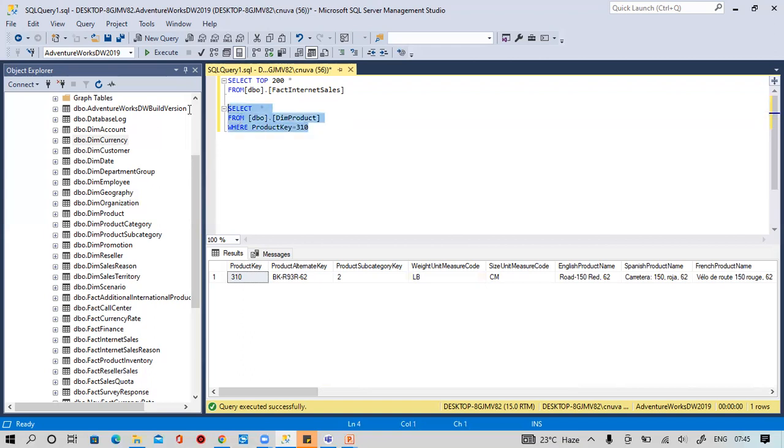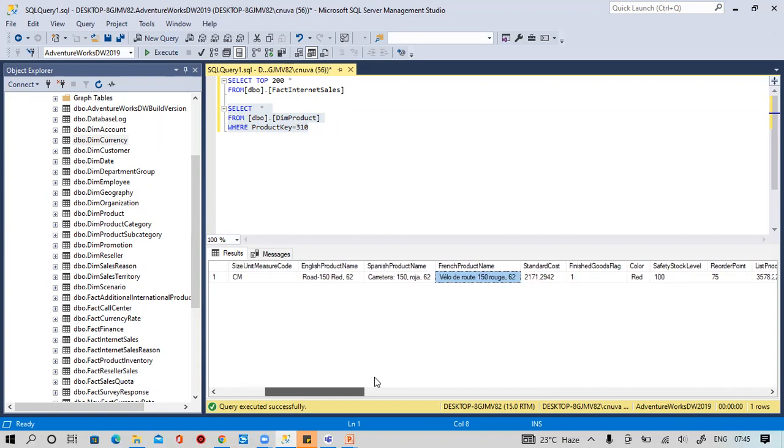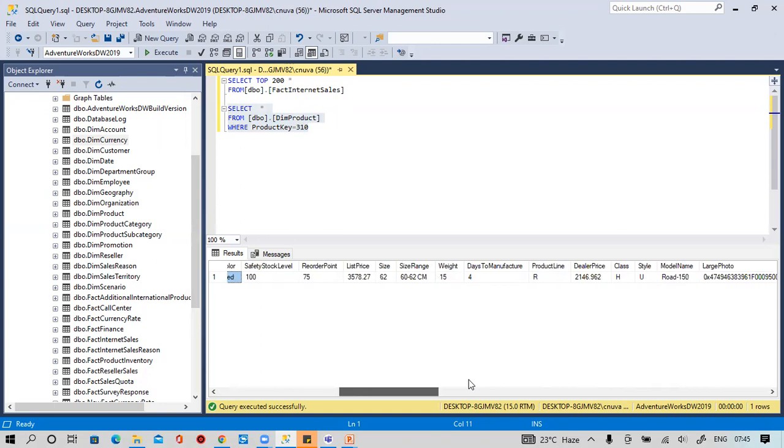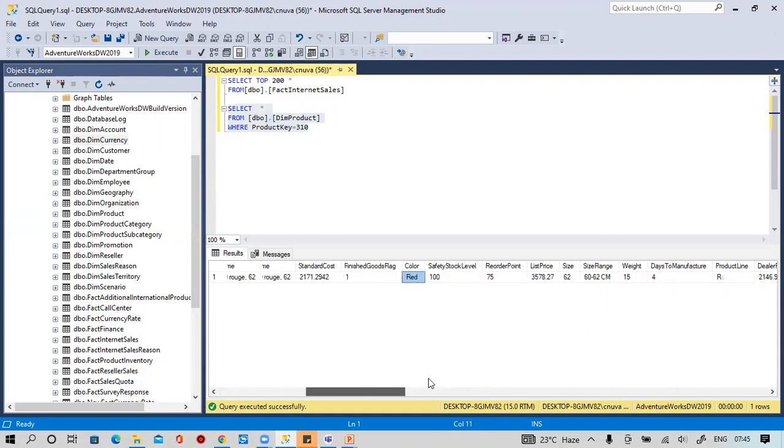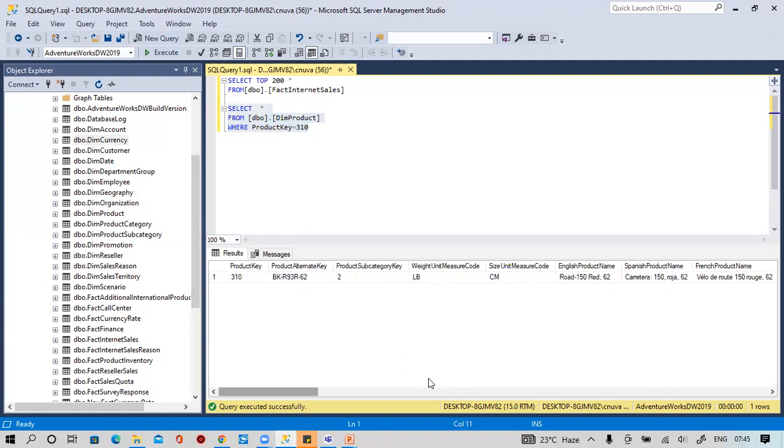So it is the product key 310. Its name is the product name Road 150 Red 62. This is the French product name. Its color is red. Class, style, model name, and so on. I hope now you understand the difference between the fact and the dimension. Did you? If not, I'm very happy to explain it again.